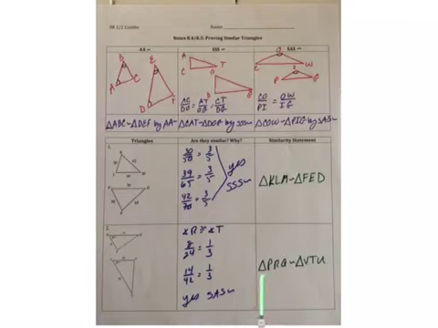And I named it triangle PRQ is similar to triangle VTU. So the key is the P has to line up with the V, the R has to line up with the T, and the Q has to line up with the U. All right, so that's it for page 1.